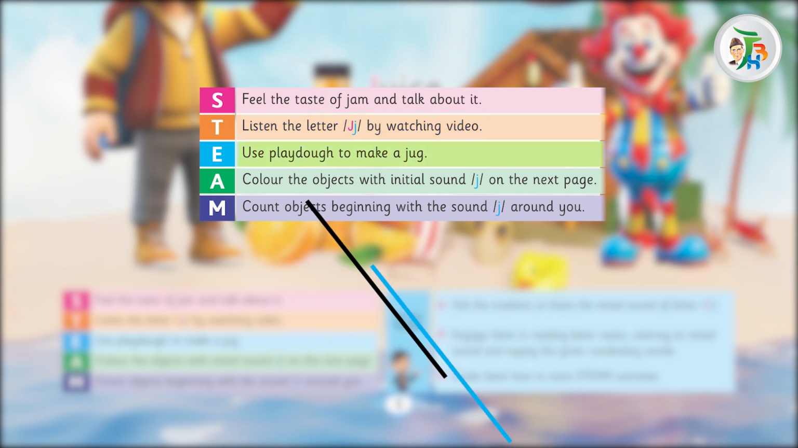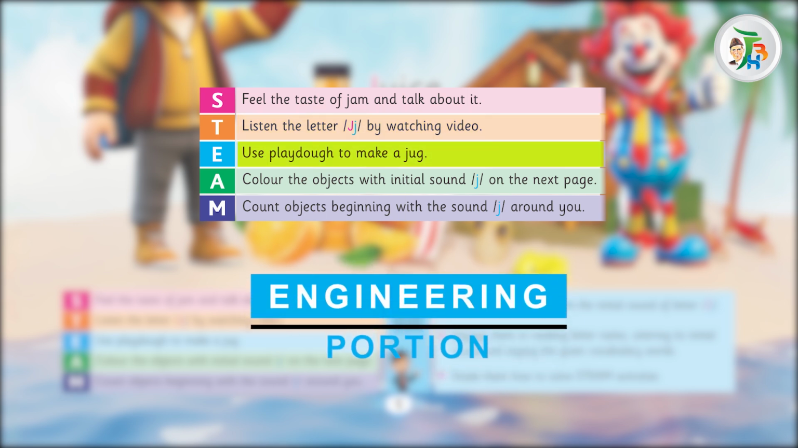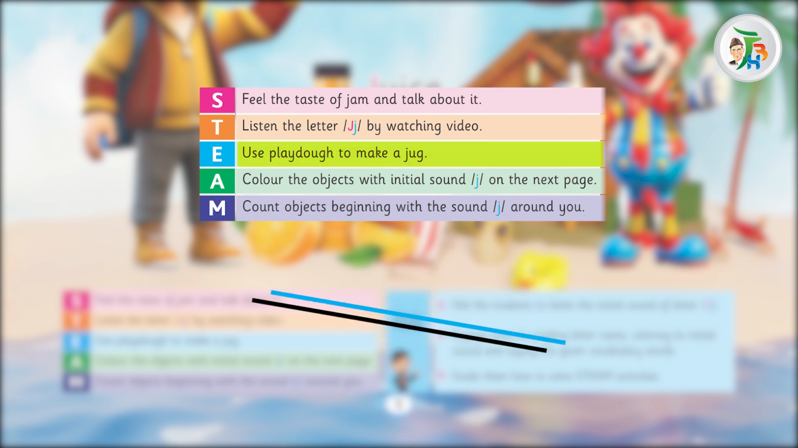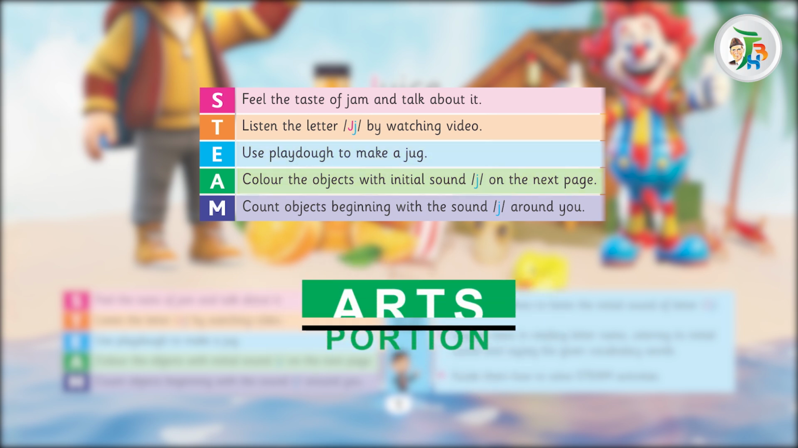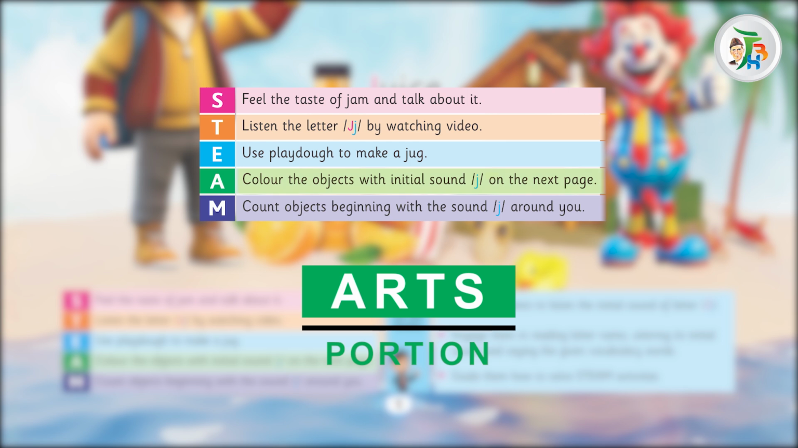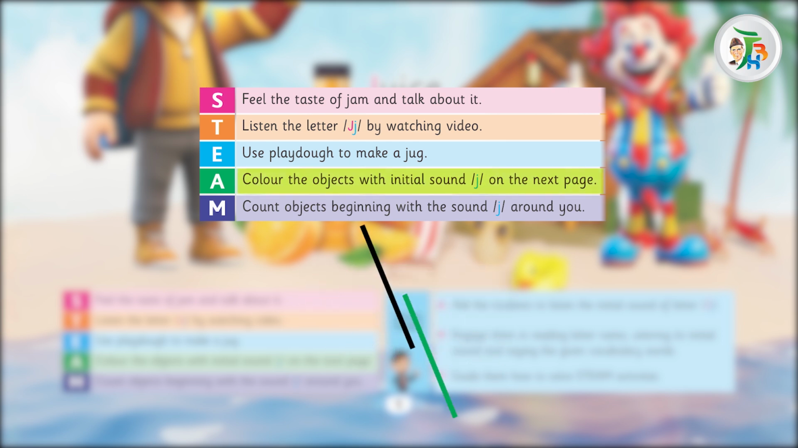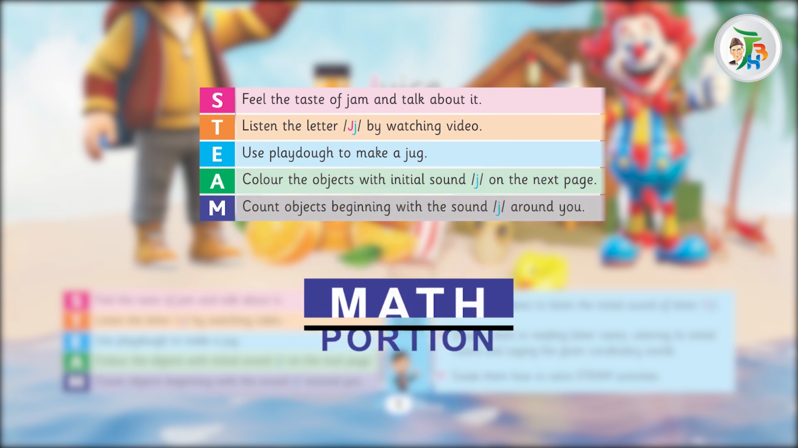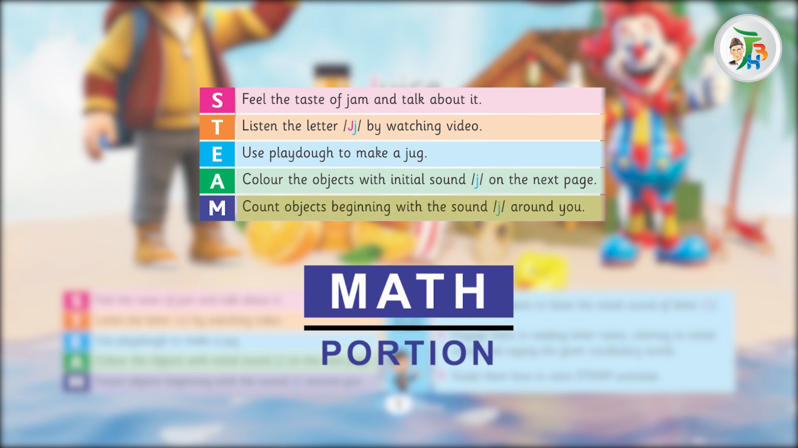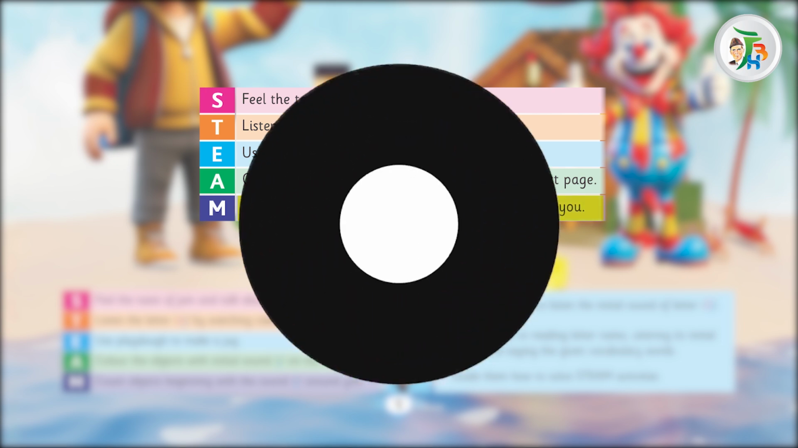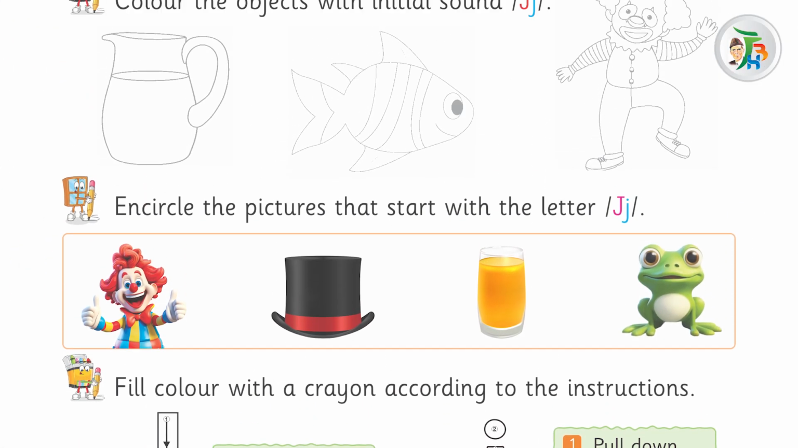For technology portion, show them the video of letter J and listen the sound of letter J. For engineering portion, provide them a play-doh and ask them to make a jug. For arts portion, guide them to color the object on next page which start from letter J. And for the math portion, ask them to count the object near them which start from letter J. Students, move on to the next page.